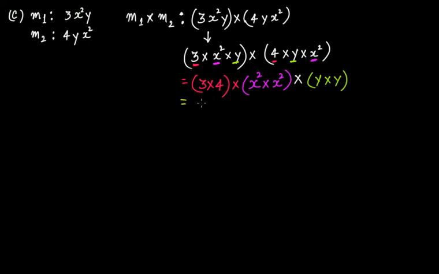So if you solve it, you'll get 12 multiplied by, this is x squared multiplied by x squared, it means x raised to 2 plus 2, that is, you'll add the exponents together. This is x raised to the power of 4, and this is multiplied by y raised to the power of 1 multiplied by y raised to the power of 1, that is y squared. If you solve it, you can write it as 12x raised to the power of 4 and y squared.